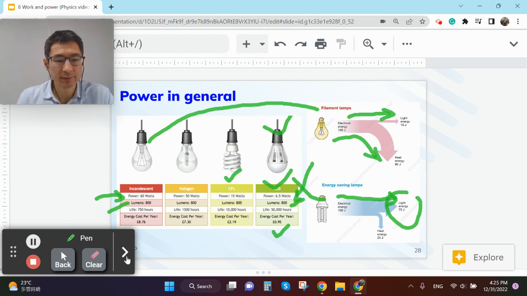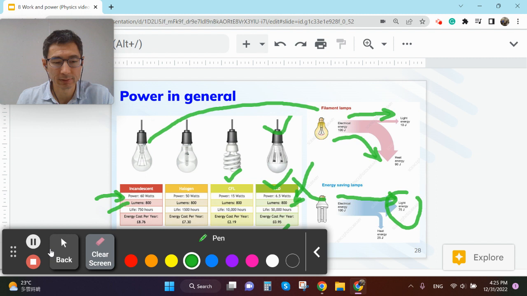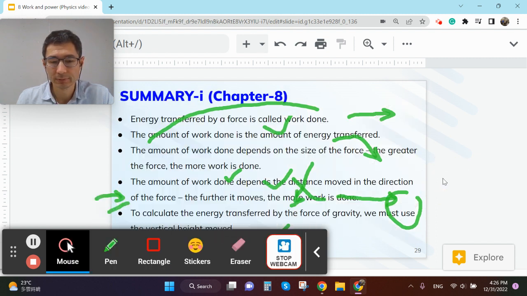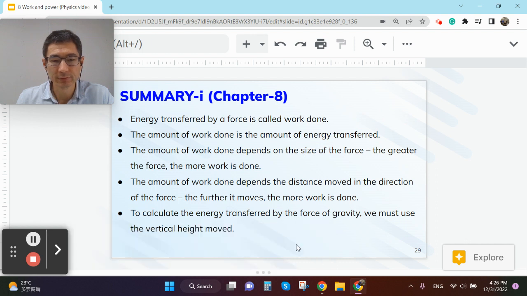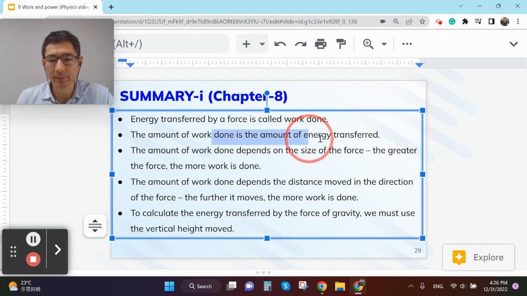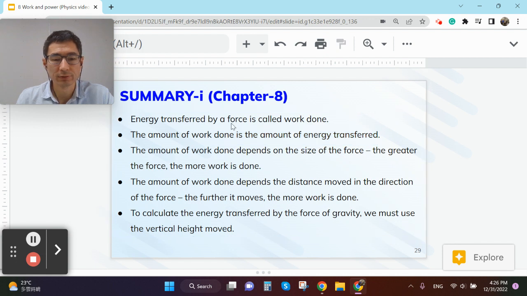I'm also running out of time, so just to wrap up, let's do a summary of this chapter. Energy transferred by force is called work done, isn't it? This is a general summary, including work done. The amount of work done is the same as the amount of energy transferred. Please go through it.